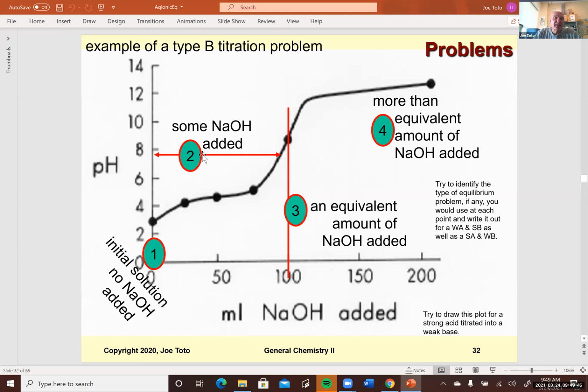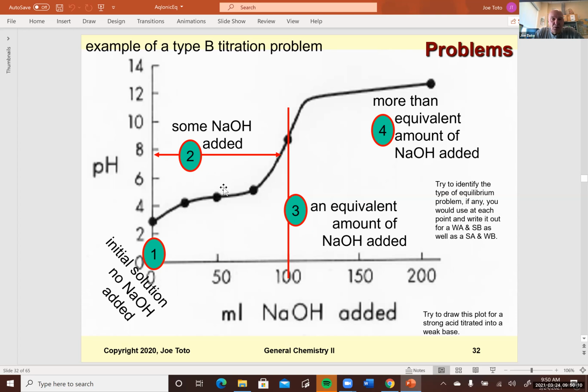And then the second type of titration problem is, what's the pH after a certain amount of base has been added, but it's before the equivalence point? This right here, number 2, is in that region where you're adding some, but it's before the equivalence point. And this is called the buffer region of the titration.